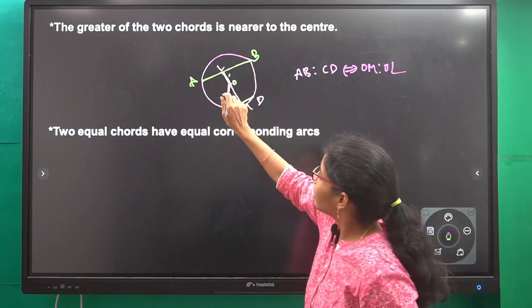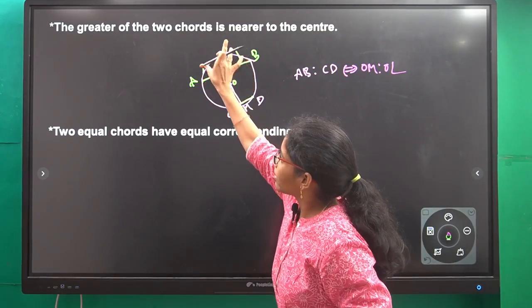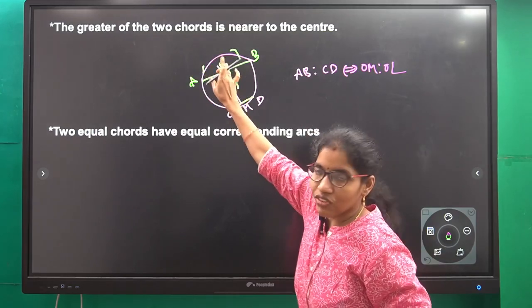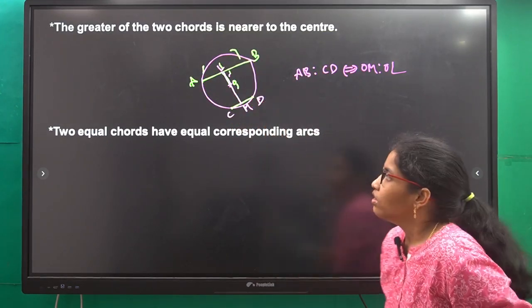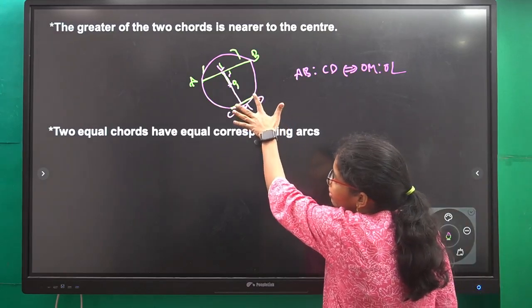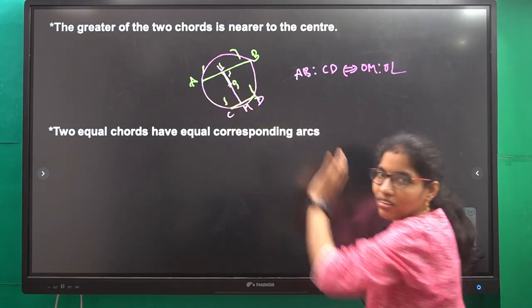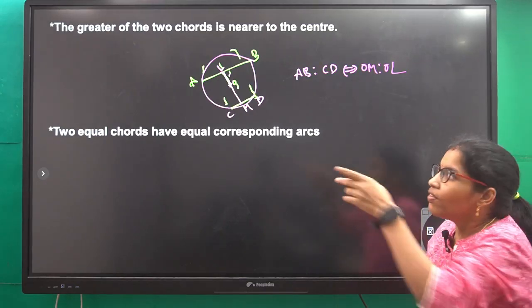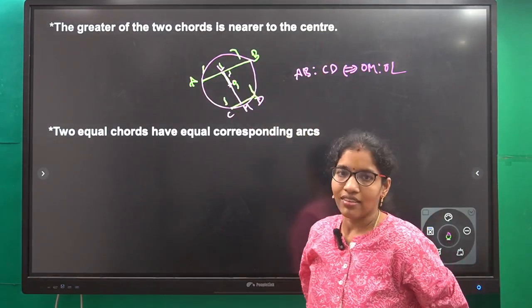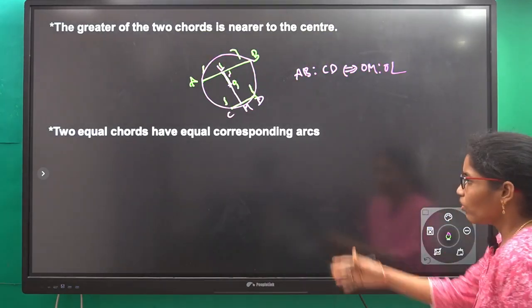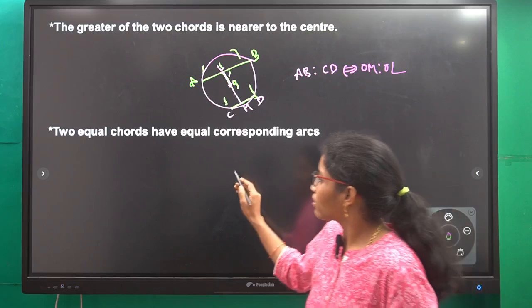That means here, if the AB length decreases, then the distance from the chord to the center increases. So if the CD length increases, then the distance decreases, right? Always the greater chord is nearer to the center. Clear that one? Okay.